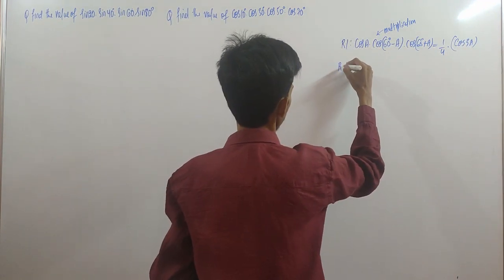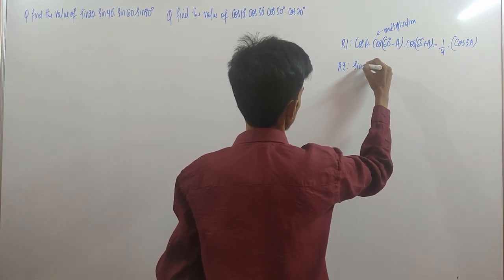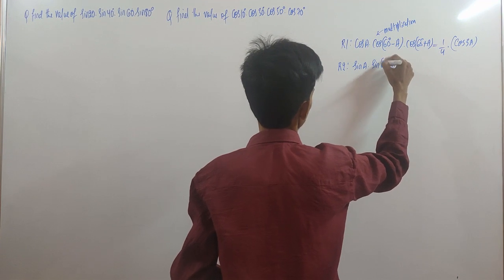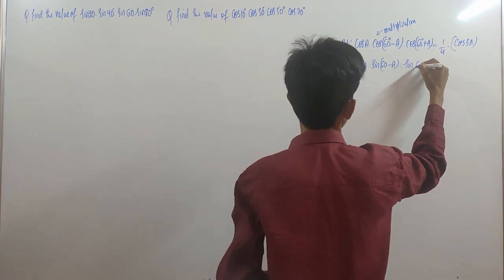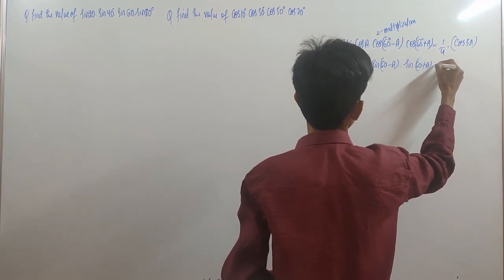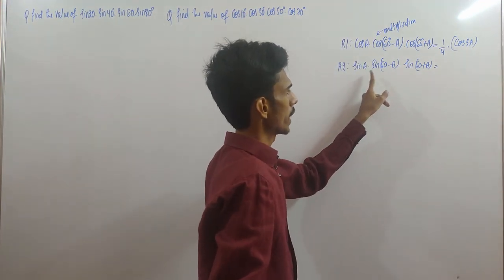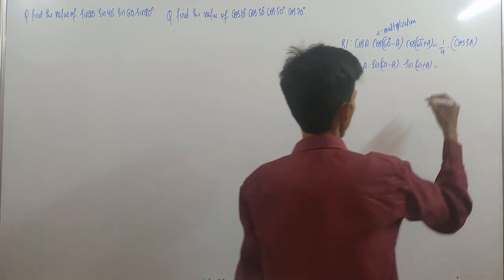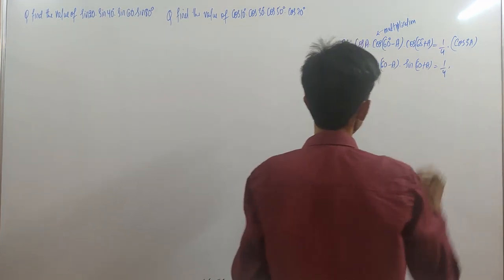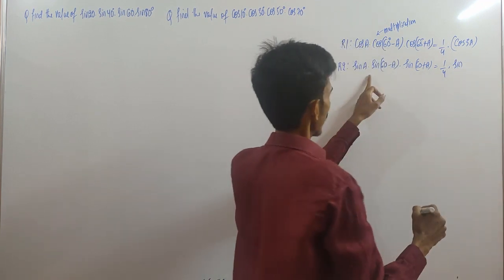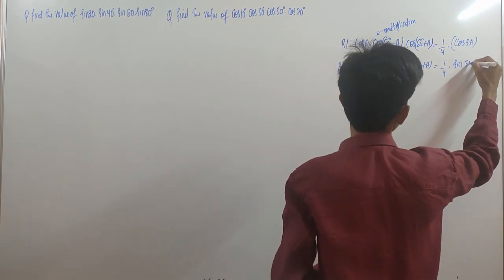Similarly, the second result that we have is sin A into sin 60 minus A into sin 60 plus A is equal to, all sin terms should be in multiplication, then we have 1 by 4 of sin 3A.